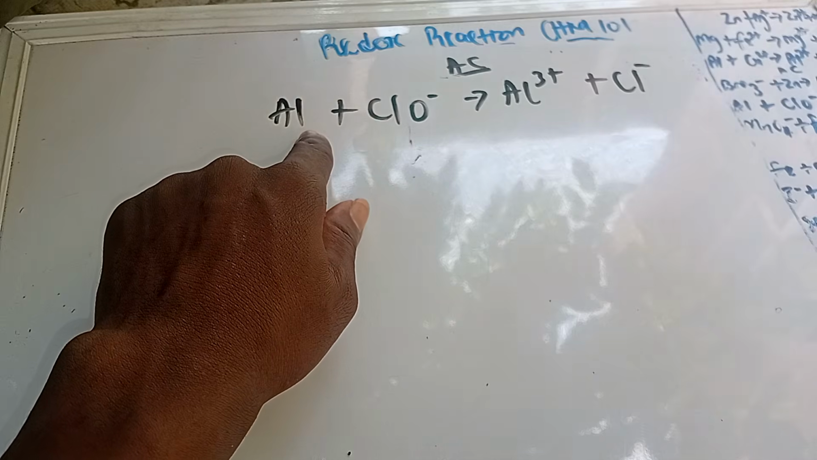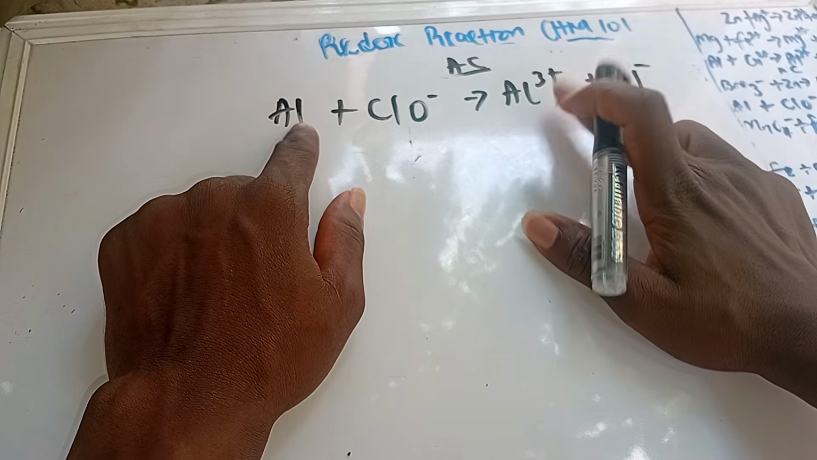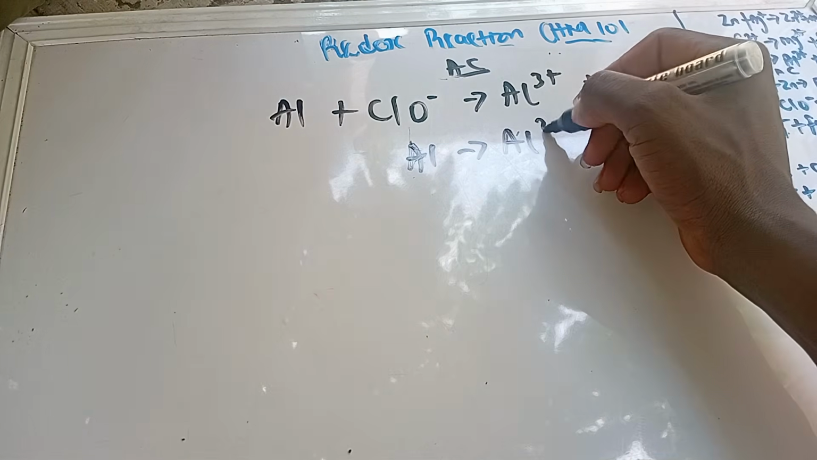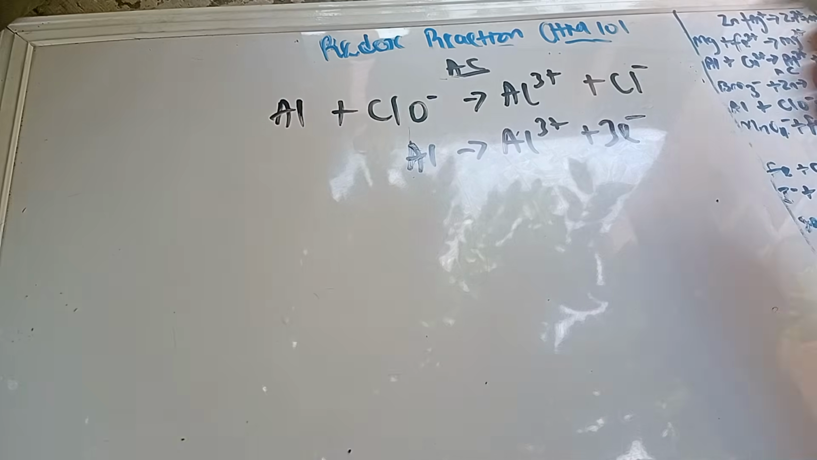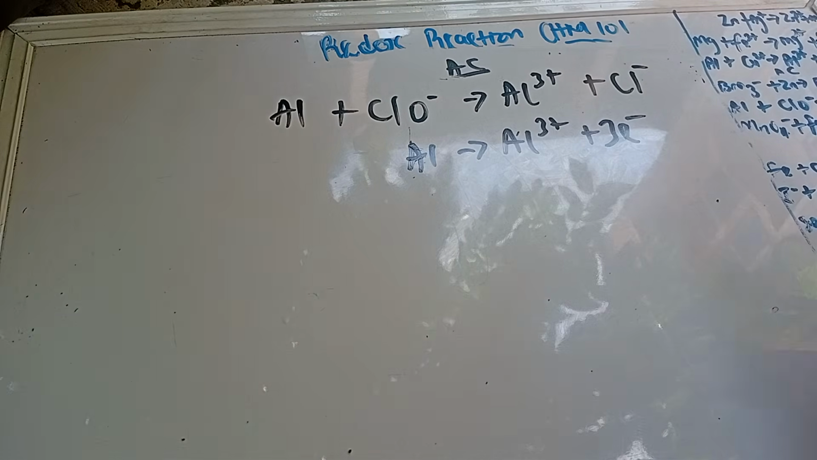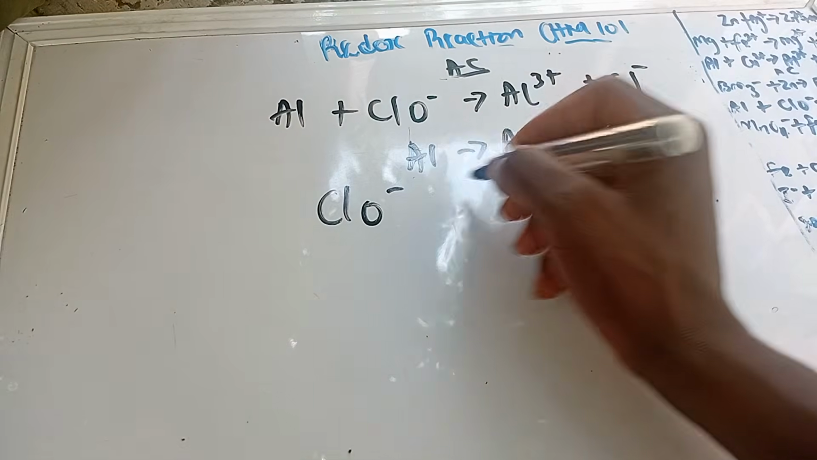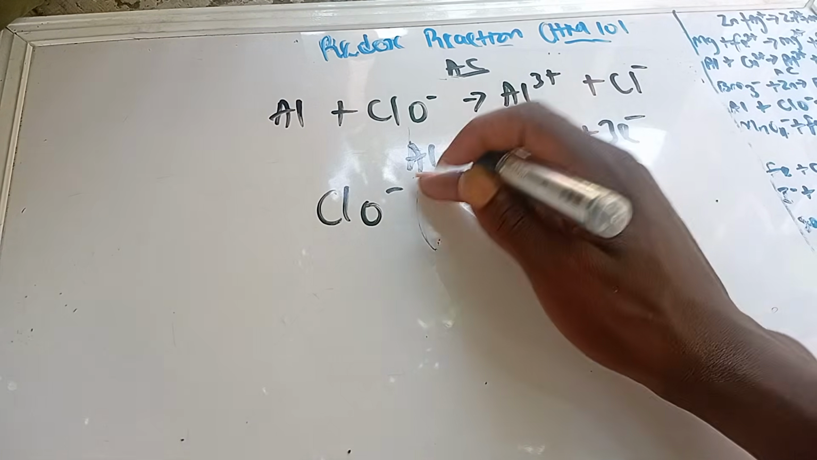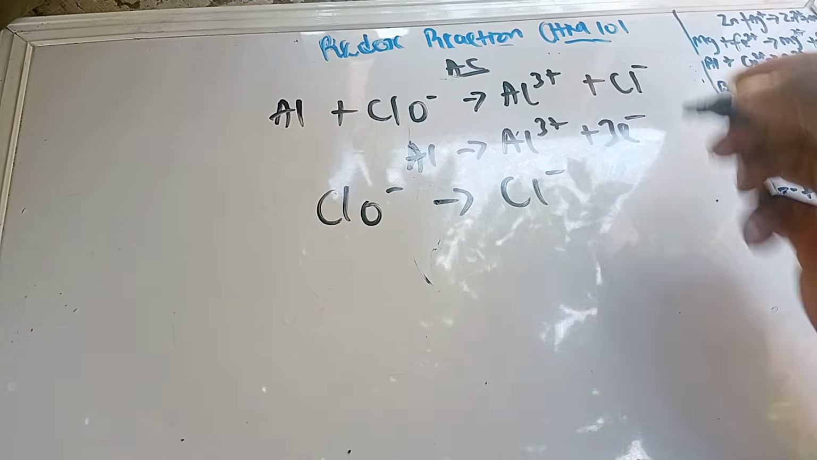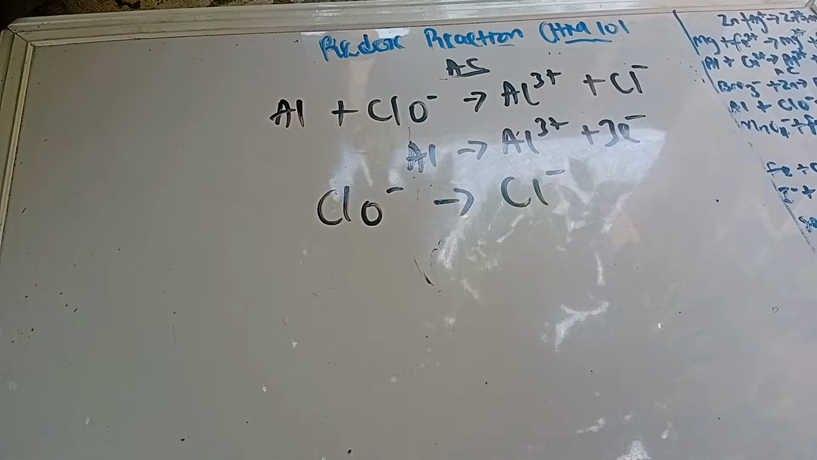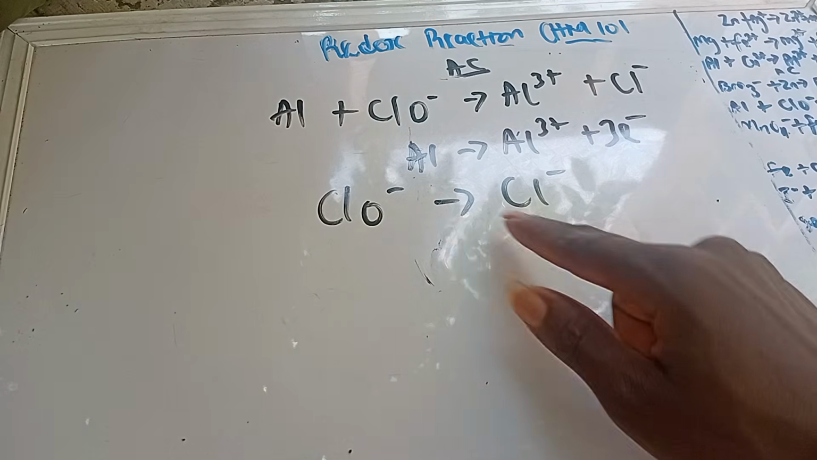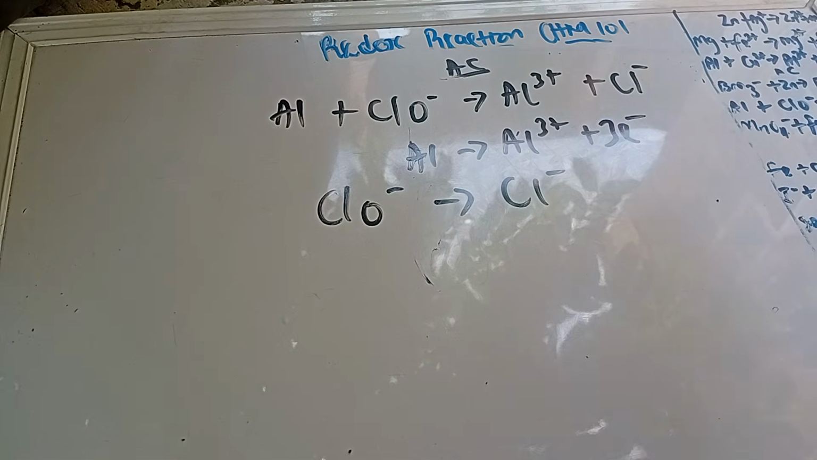Now aluminium here increases in charge, so that's oxidation. So Al to give us Al3 plus and 3e minus, right? Now for ClO minus plus, to give us Cl minus. Don't add electrons yet. First balance the atoms. Here the atoms are balanced, that's why we are moving to the electron aspect already. But when you see that the atoms are not balanced, first balance the atoms before adding electrons.